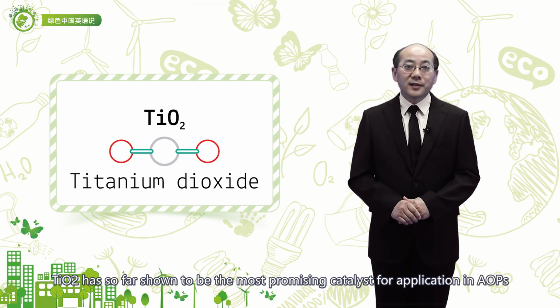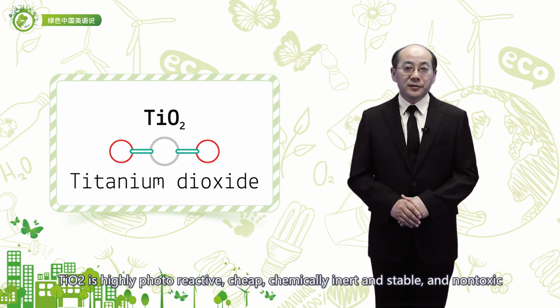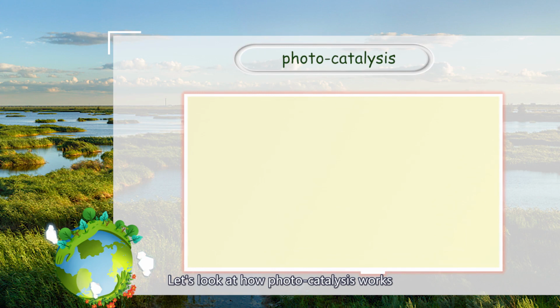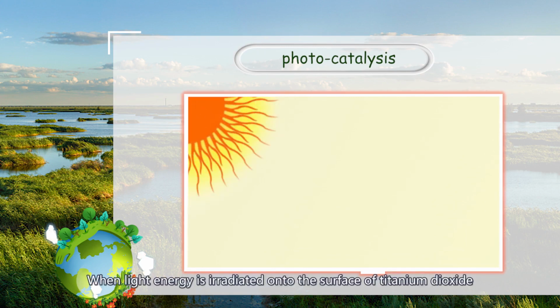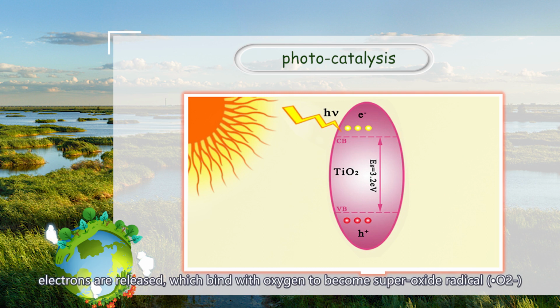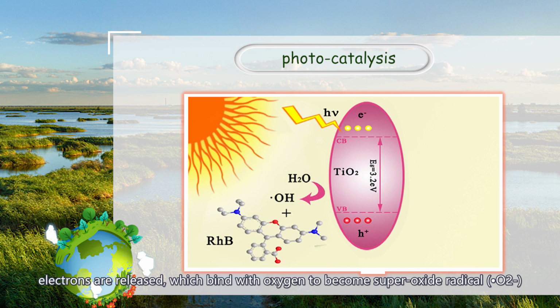TiO2 has so far shown to be the most promising catalyst for application in AOPs. TiO2 is highly photoreactive, cheap, chemically inert, stable and non-toxic. Let's look at how photocatalysis works. When light energy is irradiated onto the surface of titanium dioxide, electrons are released, which bond with oxygen to become superoxide radical.